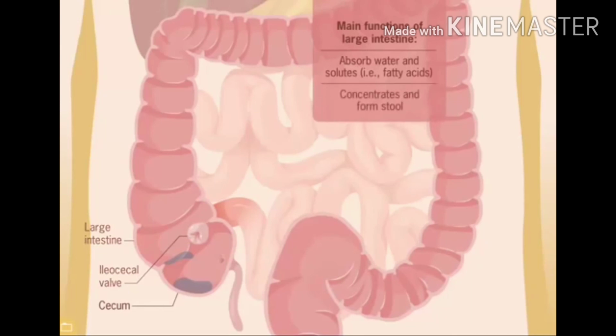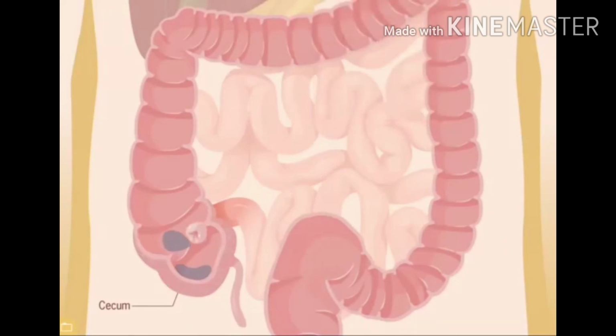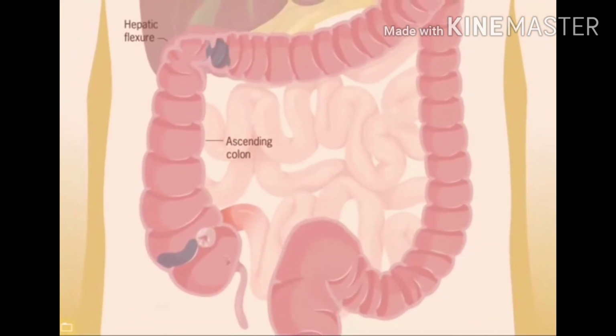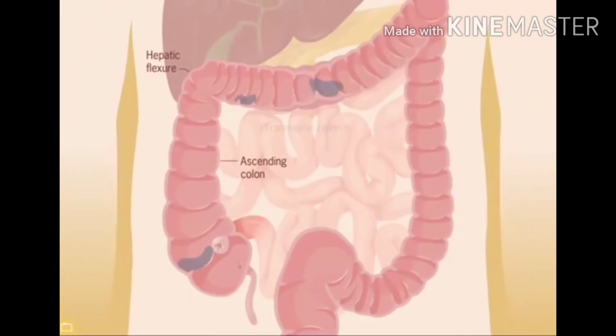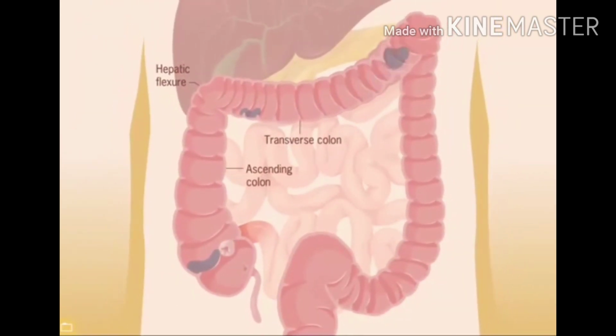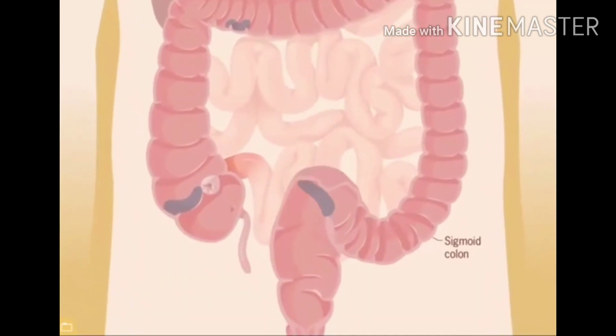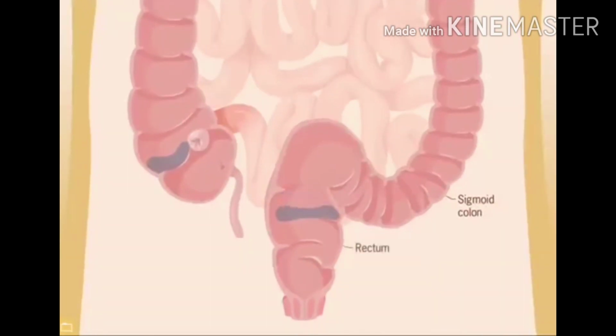The rest of the material is removed from the body via the anus. The exit of this waste material is regulated by the anal sphincter. Herbivores eating grass need a longer small intestine to allow the cellulose to be digested. Meat is easier to digest, hence, carnivores like tigers have a shorter small intestine.